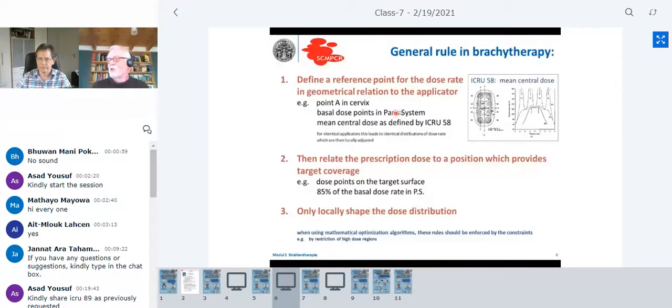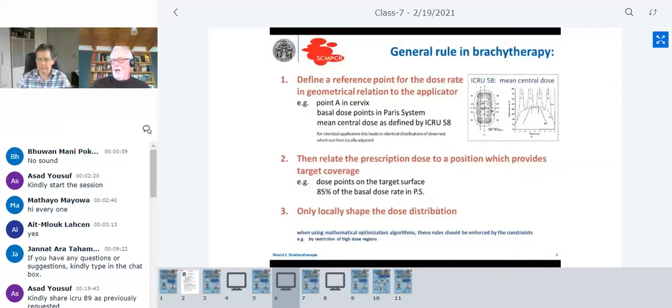Okay, and then after you have done that, you relate the prescription dose to a position that provides the target coverage that you want. And this would be a dose point on the target surface, or a set of dose points on the target surface, or for instance in the Paris system, this would be 85% of the basal dose rate that you have calculated. Okay, and again, a general rule is to only locally shape the dose distribution after you have done this.